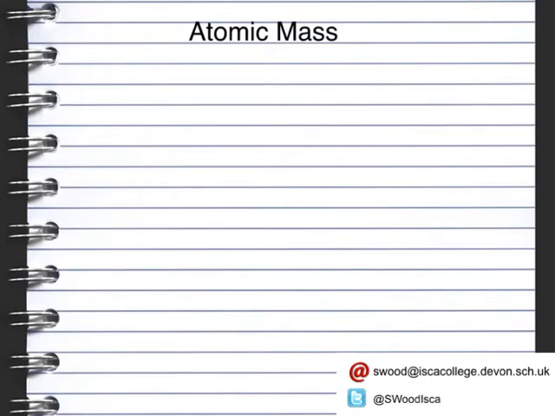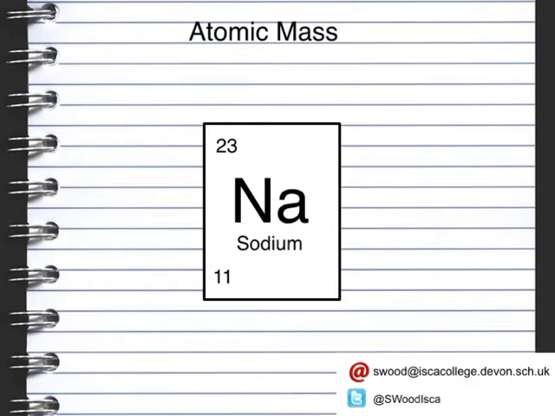Now what we are going to do is look at what the atomic mass is. We're going to start by looking at an example of an atom on the periodic table. We're going to go through two of these to start with so that we can get a good understanding of what we are talking about when we refer to atomic mass. Here we've got an example of sodium. When you look at the periodic table, this is the information you get about sodium.